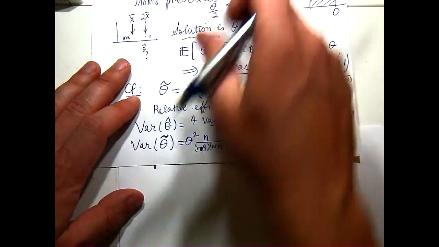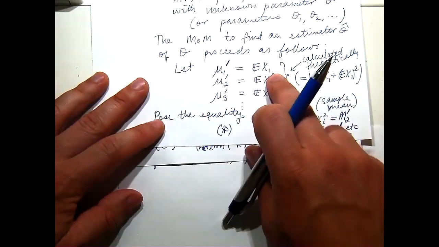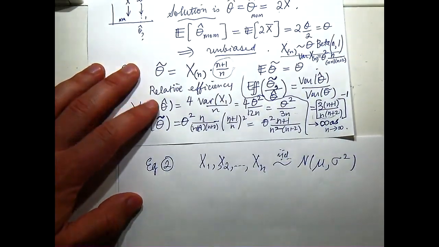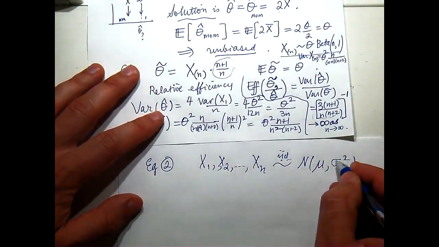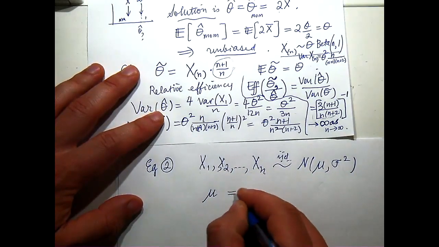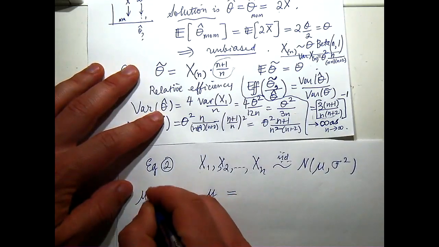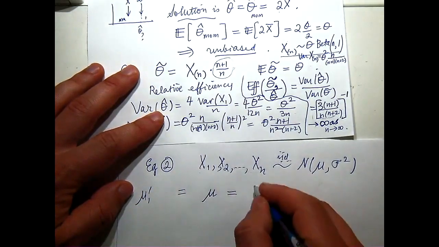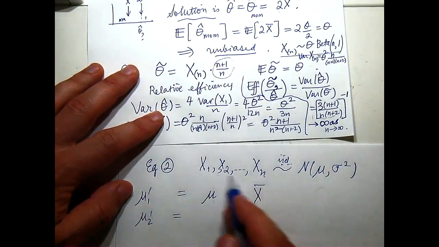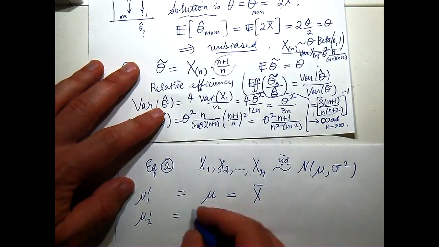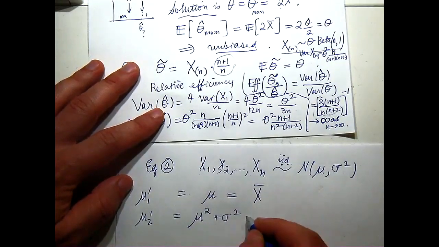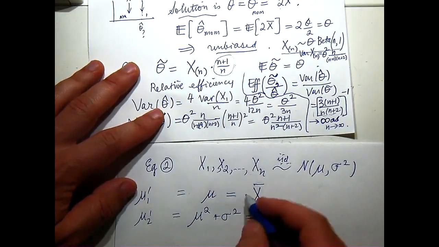You just write down mu1 prime equals E of X1, mu2 prime equals E of X1 squared, and so on. So I have to think of, first of all, what are the raw moments of these? Well, of course, the first raw moment is mu. So mu1 prime, of course, is mu, but that has to also equal x bar. And then mu2 prime, you always have to calculate what it is in the specific parametric case based on the parameters. Mu squared plus sigma squared. Remember, that's easy. That's always mean squared plus variance for the second raw moment.